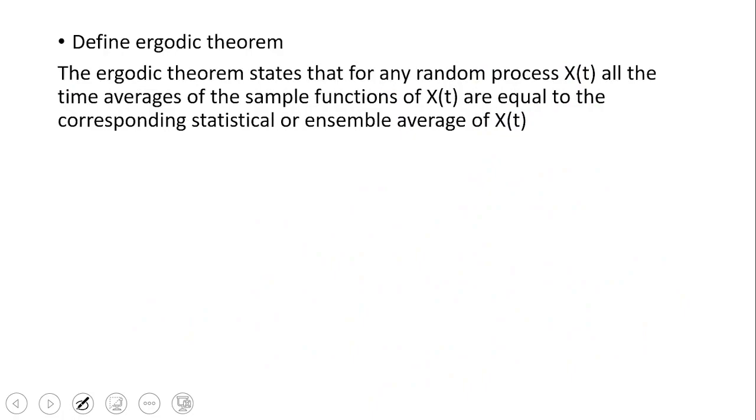So the ergodic theorem states that for any random process x of t, all the time averages of the sample functions of x of t are equal to the corresponding statistical or ensemble averages of x of t. That is, the time average is equal to the ensemble average, capital X bar, that is the expected value of the random variable.